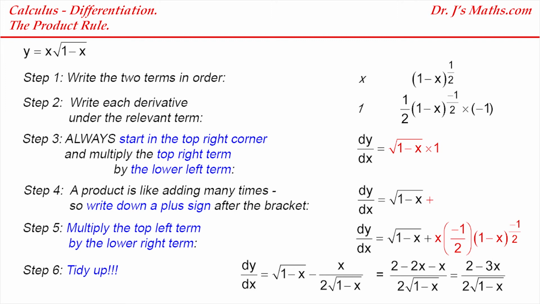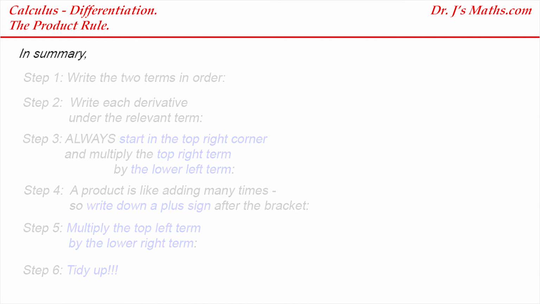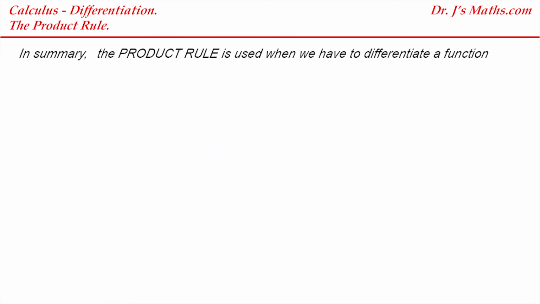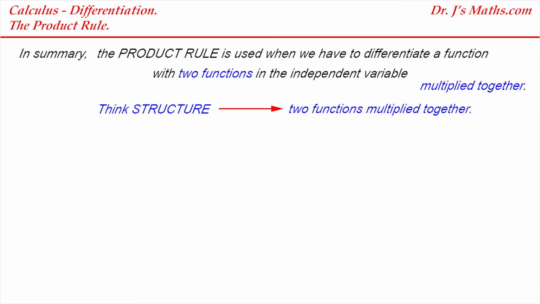Straightforward, got over any problems, and we always followed the same steps. Now we can have a quick summary, and therefore we don't need our steps, so we'll slowly fade them out so we can talk about other things. So the product rule is used when we have to differentiate a function which has two functions in the independent variable, and these are multiplied together. So we're always going to look at a function that we're given to differentiate and think structure. For a product rule, it looks like two functions multiplied together.